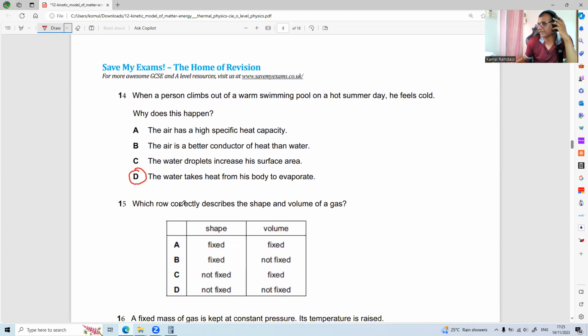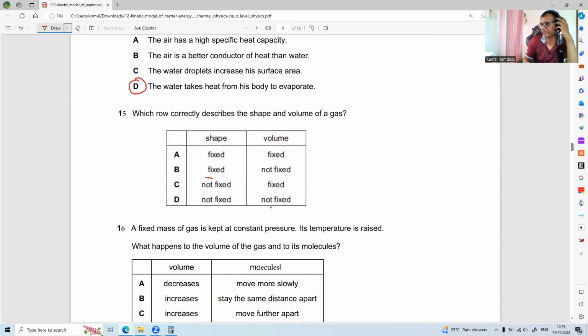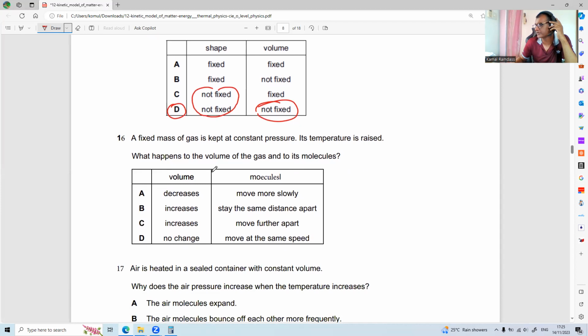Which row correctly describes the shape and volume of a gas? Shape not fixed, volume not fixed. Okay. A fixed mass of gas is kept at constant pressure. Its temperature is raised. What happens to the volume of the gas and to its molecule?